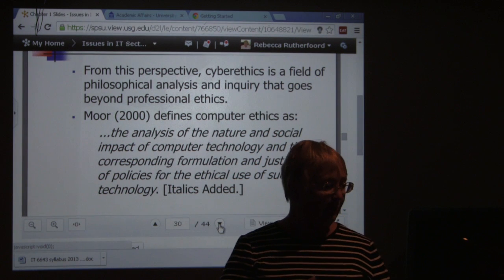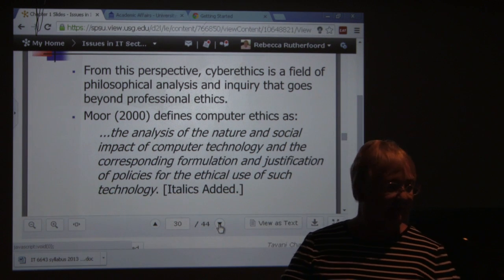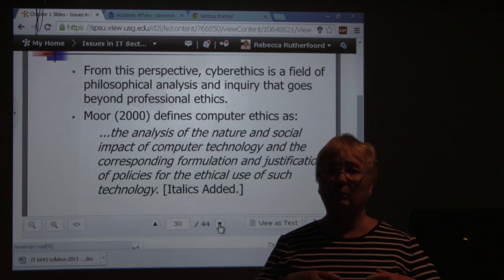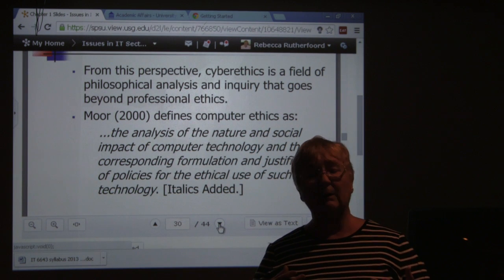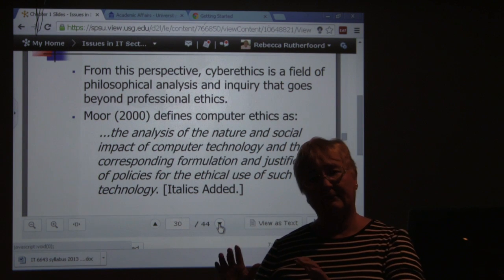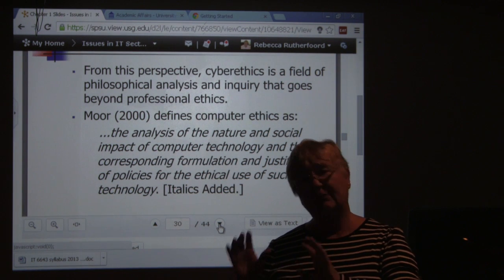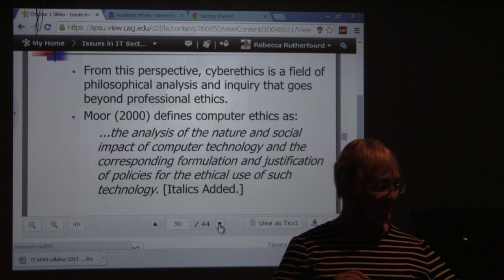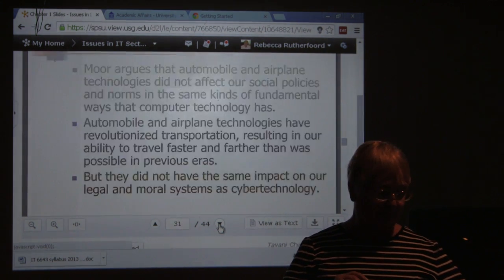Basically, cyberethics is really a field of philosophical analysis and inquiry. In other words, as I said, we're going to apply things logically, but we're also going to try to understand it from a philosophical, ethical standpoint, of what the different types of ethics are, and then apply that, as we said, to the workplace.